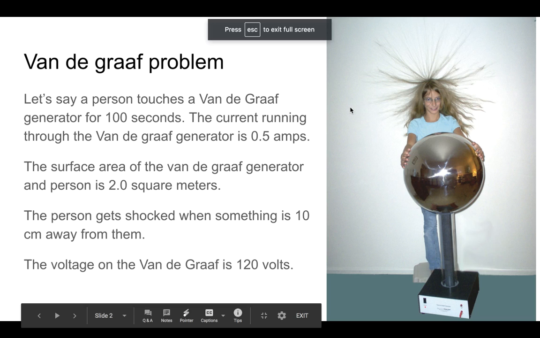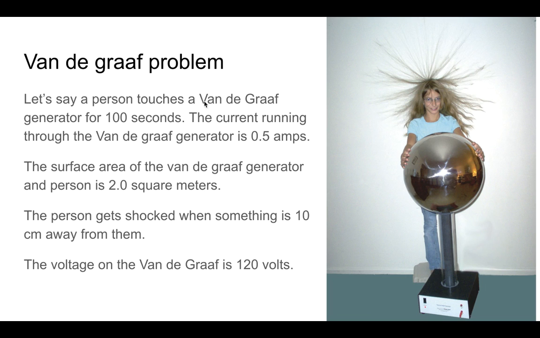All right, so let's go through a Van de Graaff problem. Let's say we had a Van de Graaff generator, and the person touches the Van de Graaff generator for 100 seconds. Obviously, that charge is going to start to build up and up and up. The hair might start to stand up like this. The current running through the Van de Graaff generator is 0.5 amps.